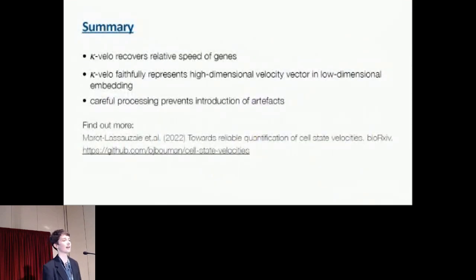So to summarize, kp-velo is able to recover the relative speed of genes. I also introduced a new visualization method to visualize the high-dimensional velocity vector on low-dimensional embedding. And lastly, I wanted to point out the importance of careful processing to prevent the introduction of artifacts, in particular in the case of this hematopoiesis example.